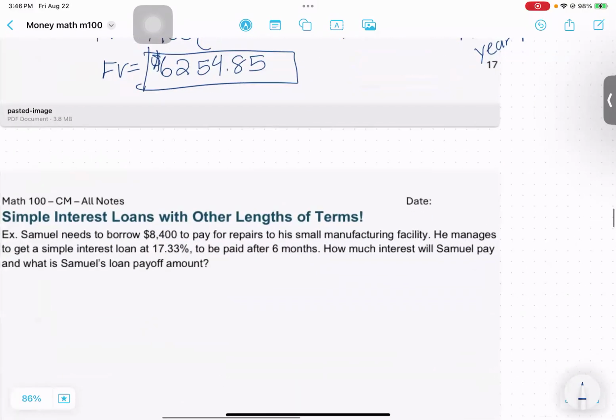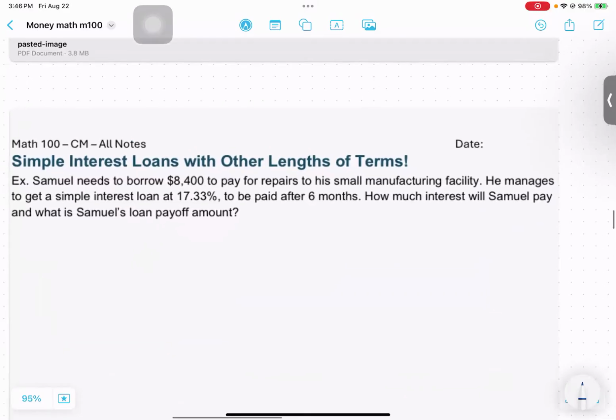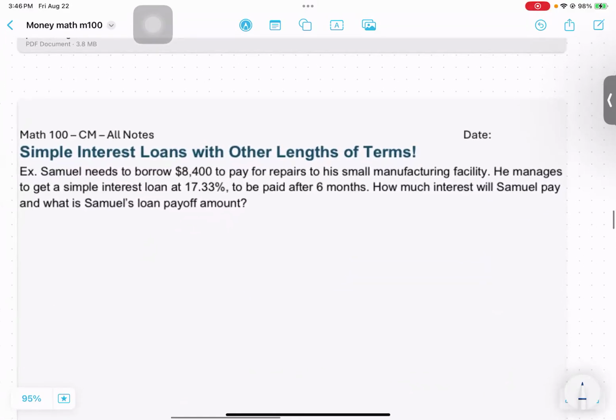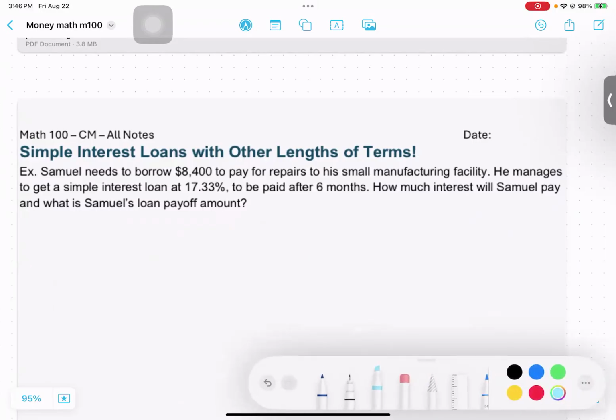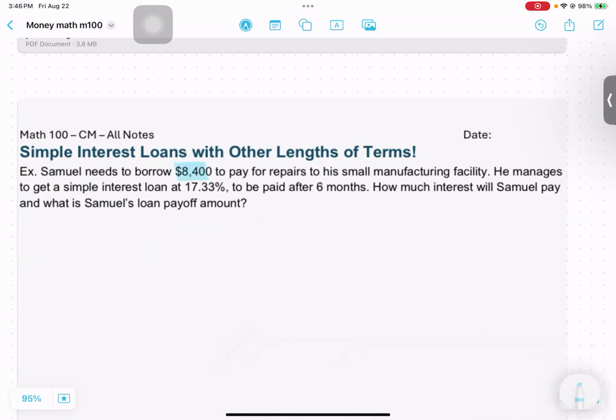Okay. So what happens when we have simple interest loans with other lengths of terms, other times that we are investing them in? So here, for the first example, Samuel needs to borrow $8,400 to pay for repairs to his manufacturing facility. He manages to get a simple interest loan at 17.33%. Holy Toledo, that's high. Samuel, you might have some bad credit, or it might just be like a crazy period for the economy. But he's going to have to pay back in just 6 months. He doesn't even get a full year. He gets 6 months.